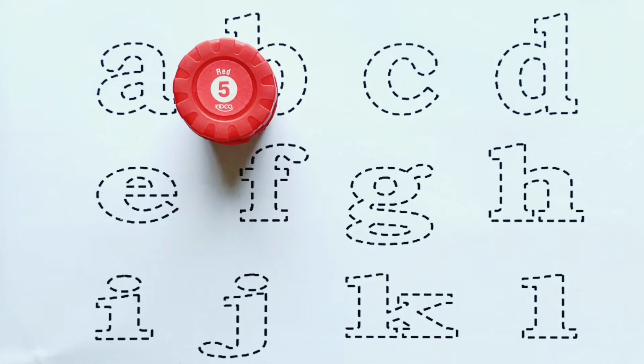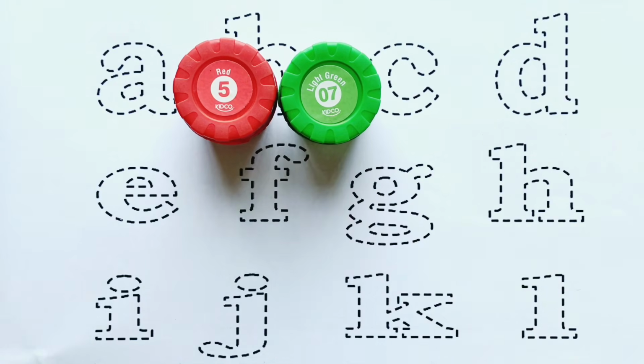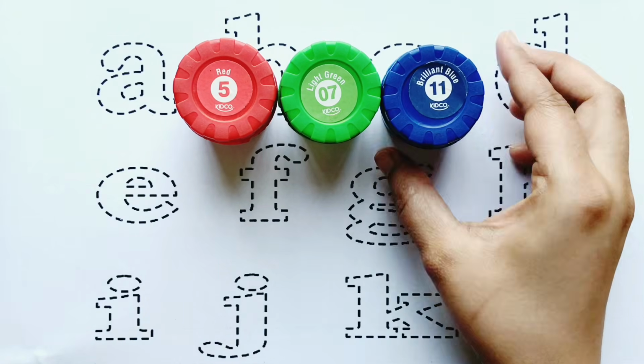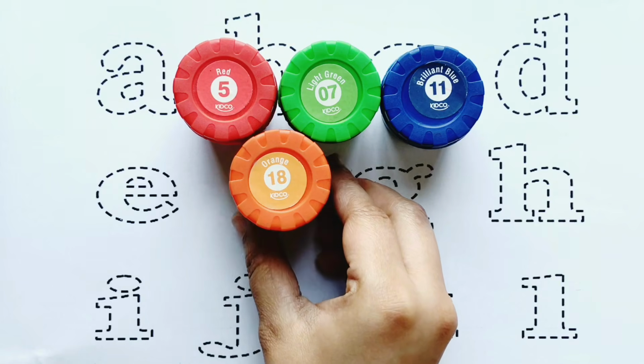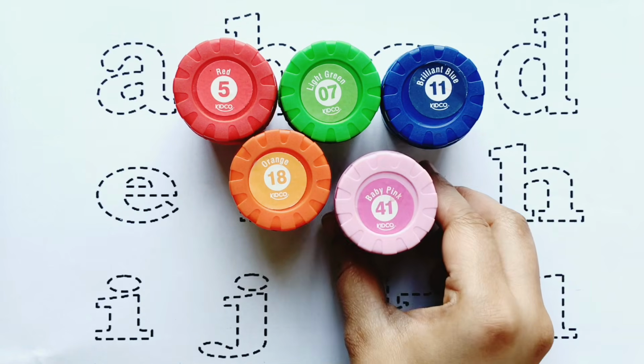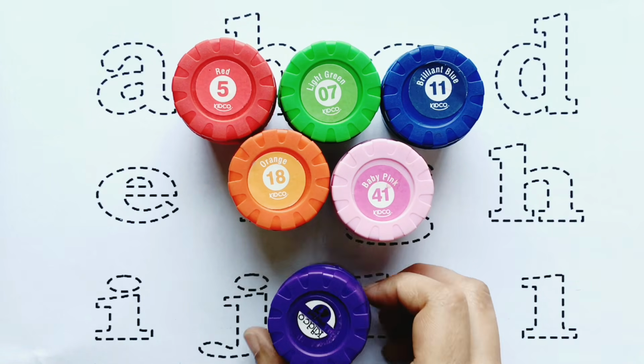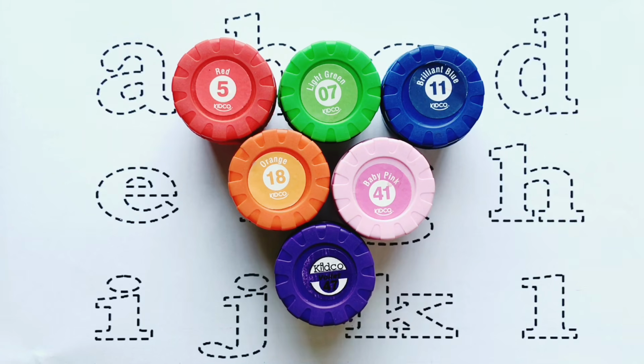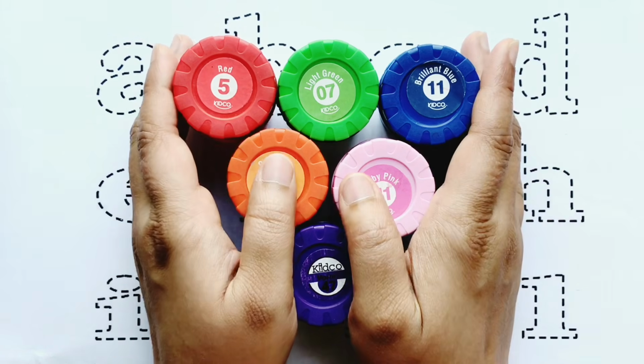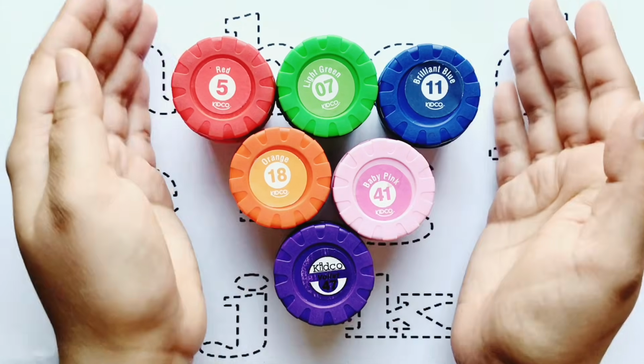Red color, light green color, blue color, orange color, light pink color, and purple color. I learned lowercase letter A to L.